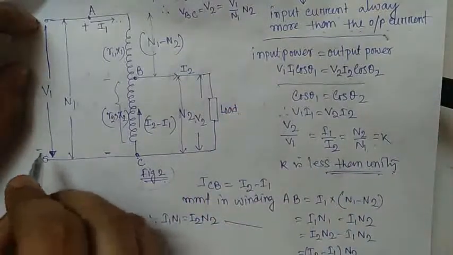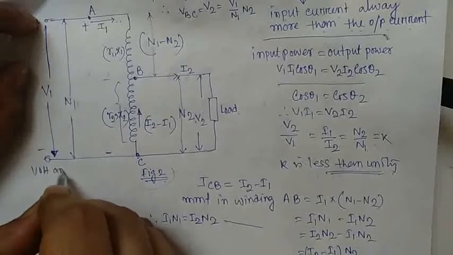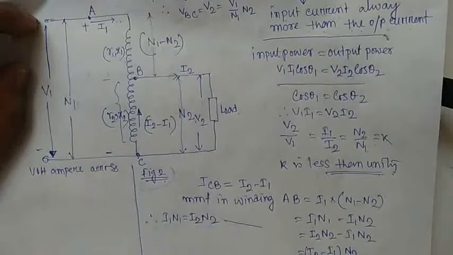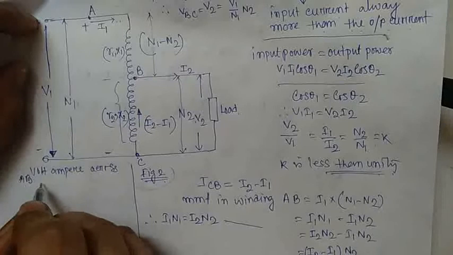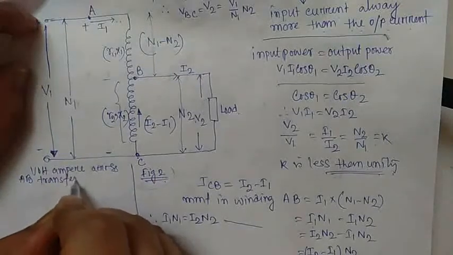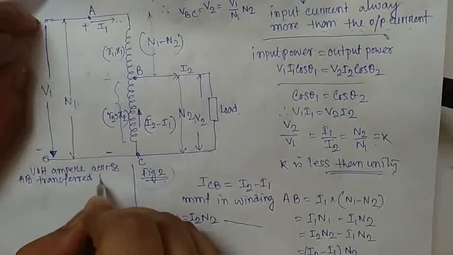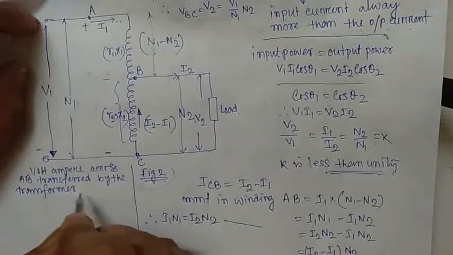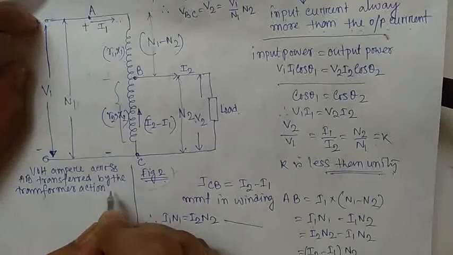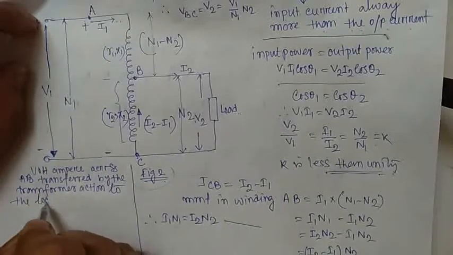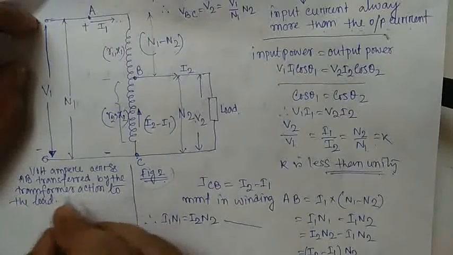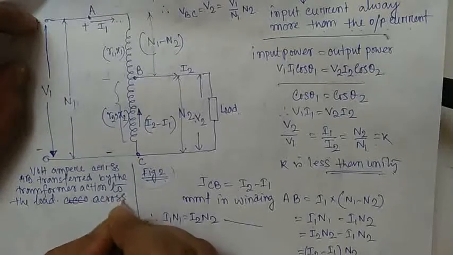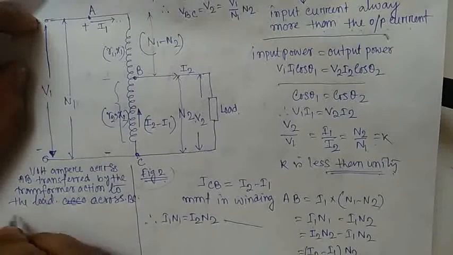Okay, so first I write: volt ampere across AB transferred by the transformer action to the load. The load here is connected across BC.